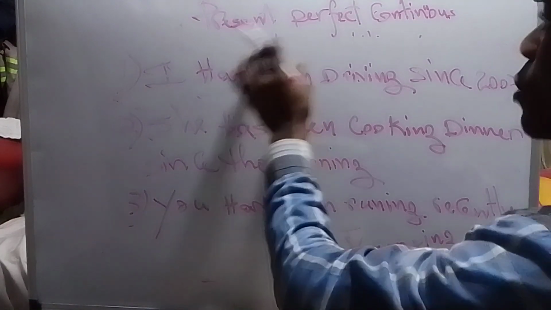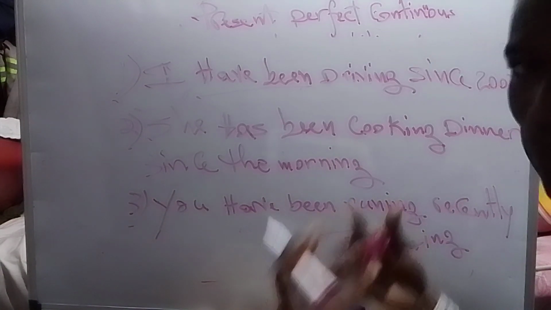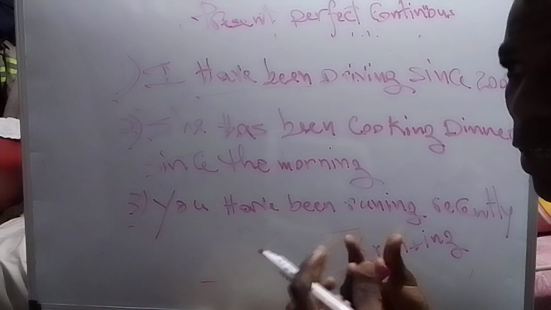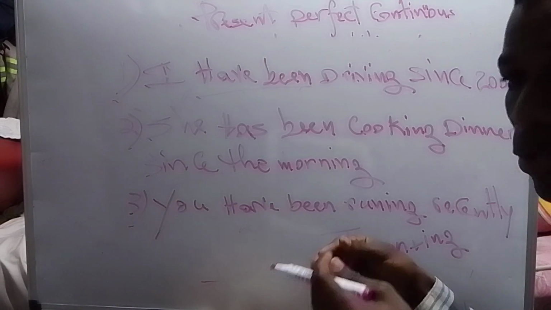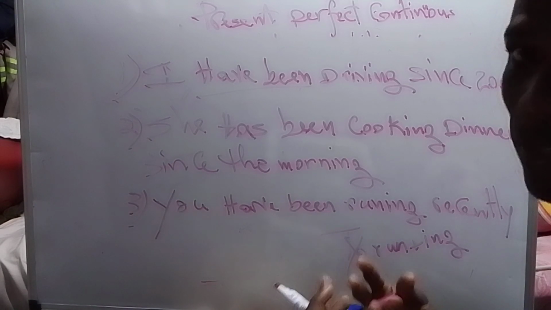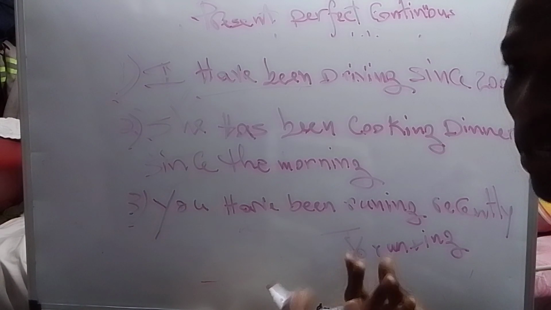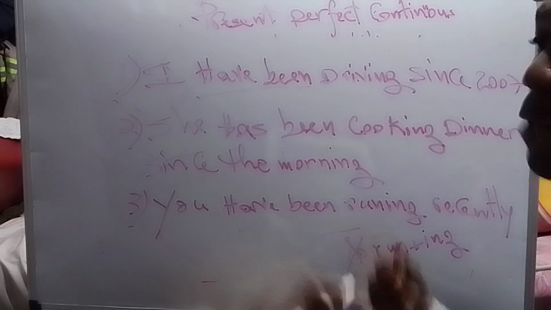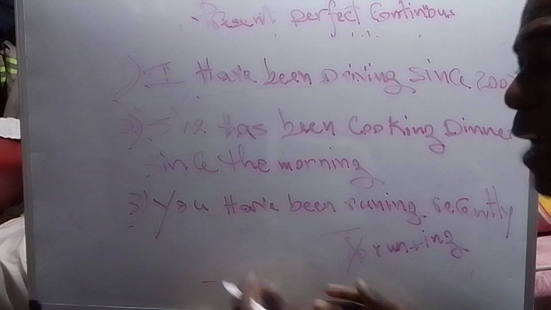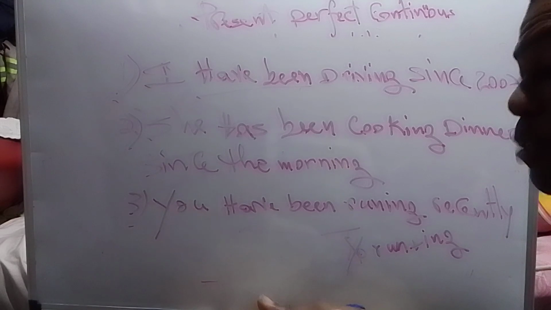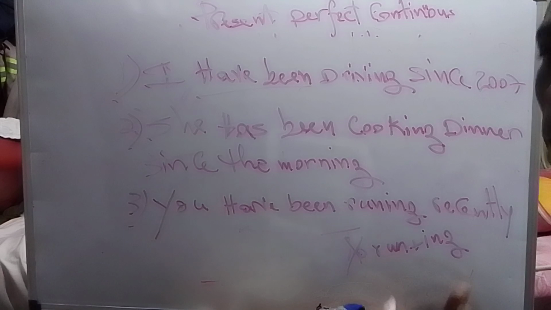That's the difference between present perfect continuous and the past perfect continuous. Remember, the past perfect continuous is a verb tense that we use to talk about something that began in the past and finished at another point in the past. But the present perfect continuous is a verb tense that we use to talk about something that began in the past and continued up to the present time. That's the difference. So the past perfect continuous finished in the past, and the present perfect continuous is still continuing at the present.